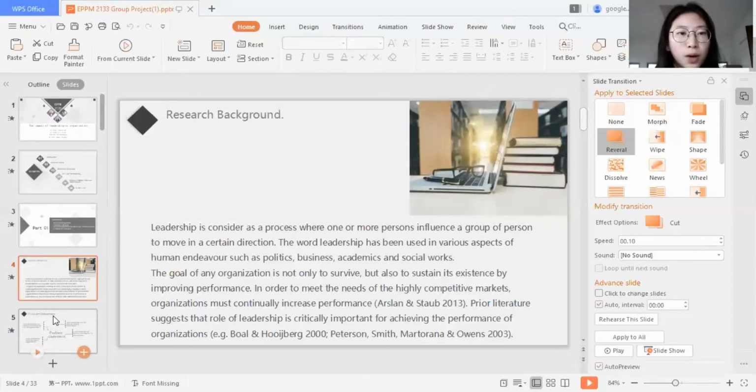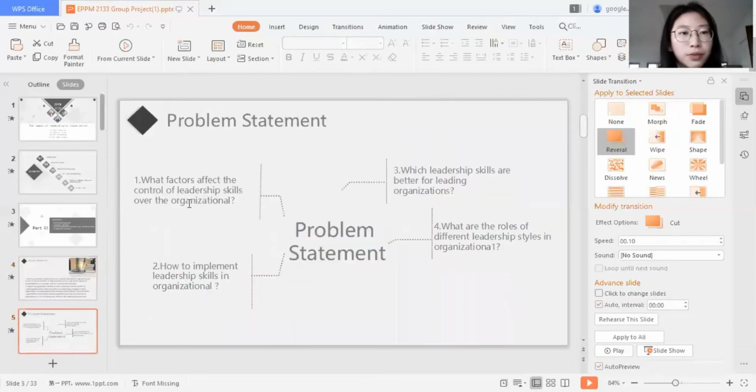The second one, problem statement. The first one is what factors affect the control of leadership skills over the organization. The second one is how to implement leadership skills in organizations. The third one is which leadership skills are better for leading organizations. The last one is what are the roles of the different leadership skills in organizations.